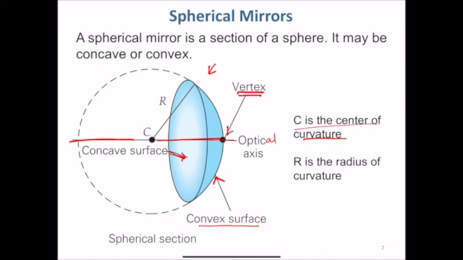Okay, and the radius of curvature of the mirror is simply the distance from the center of curvature to any point on the mirror, this distance. So r is the radius of curvature of the mirror. Okay.